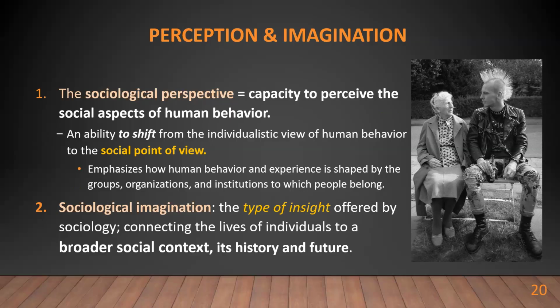Now, this ability to shift takes us from the individualistic point of view of human behavior to the social point of view. And it emphasizes how human behavior and experience is shaped by the groups, organizations, and institutions to which people belong. Sociological imagination is part of that perspective, because that's the type of insight offered by sociology, which is connecting the lives of individuals to a broader social context, to its history and future. And that connection to the broader context is also very important. So we see the detail, we see the person, we see the personality, but we also see the big picture. And that shift between the big picture and the small picture, micro level, macro level, is also important for us.